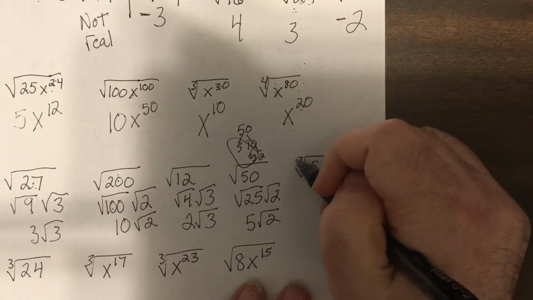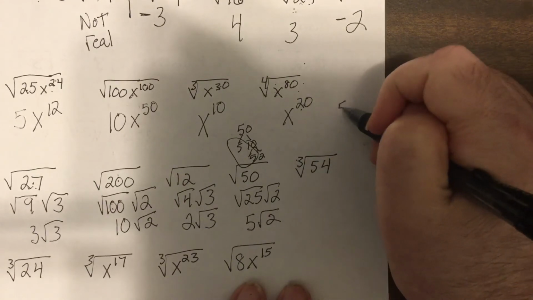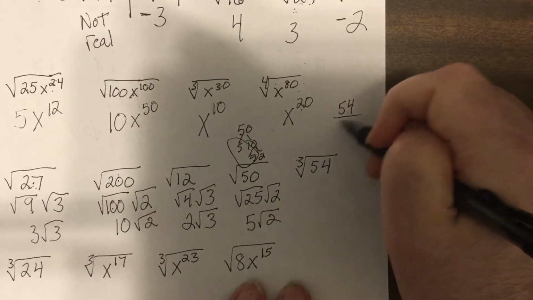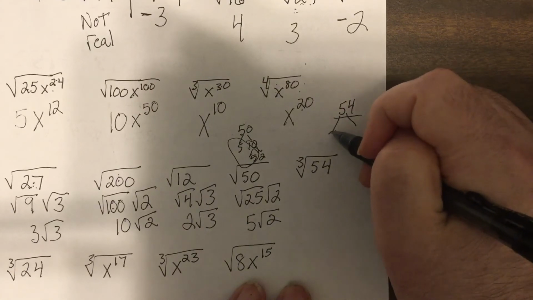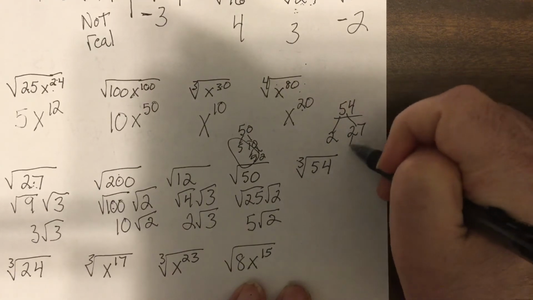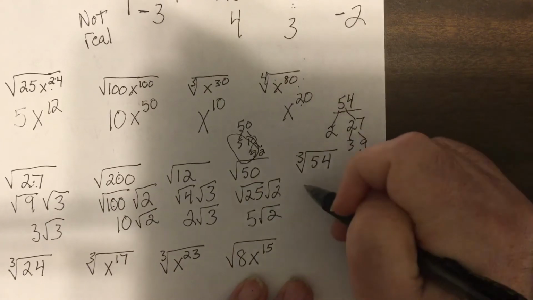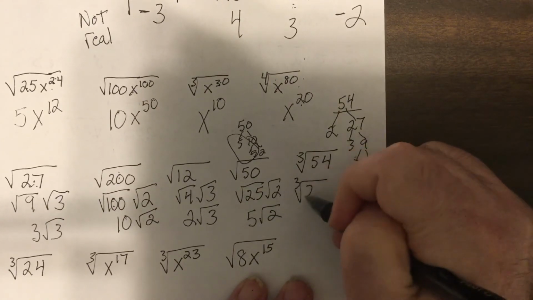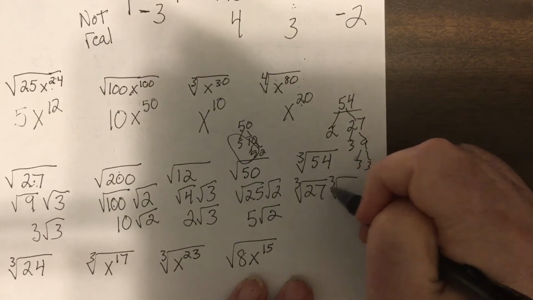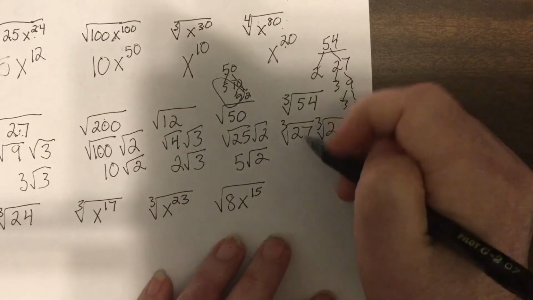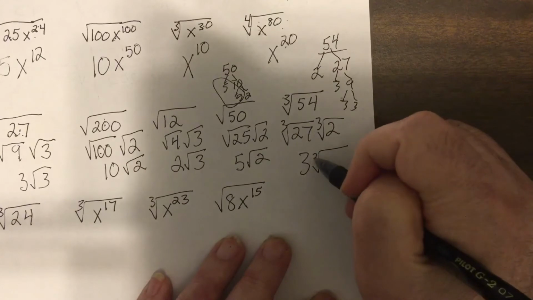54, it's cube root, so I need 3 of the same thing. Let's see, 54, break it up. That's 2 and 27. That's 3 and 9. Oh, there's 3 3s. So I'd break it up, cube root of 27, cube root of 2. It'd be 3 cube root of 2.